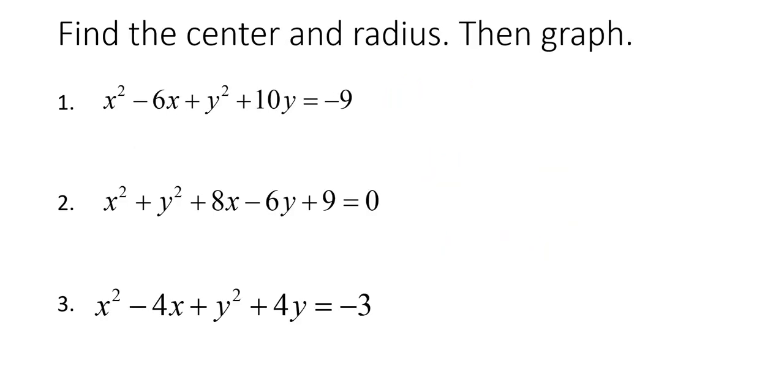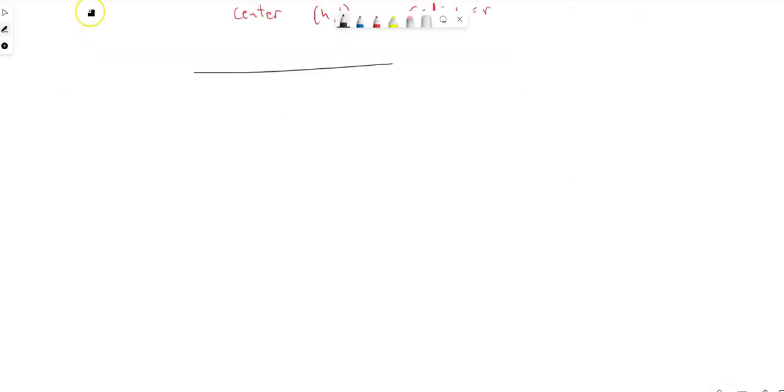All right, let's have a little fun here. This says find the center and radius and then graph. I'm going to pull this up on another board because we need a little space to work these guys out. The first one that we were working on says find the center and radius and then graph: x squared minus 6x plus y squared plus 10y equals negative 9. Now, I've suspiciously left some blank spaces in there.